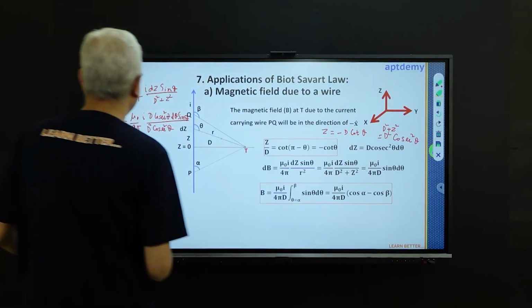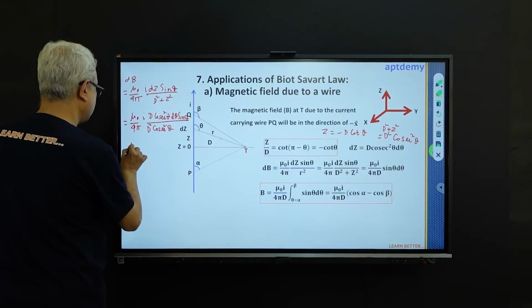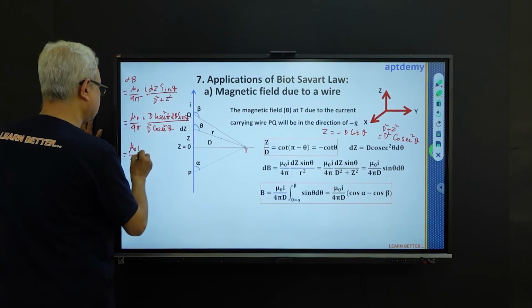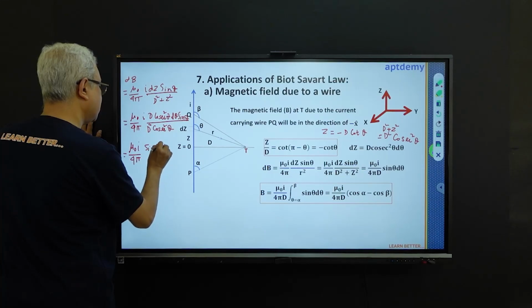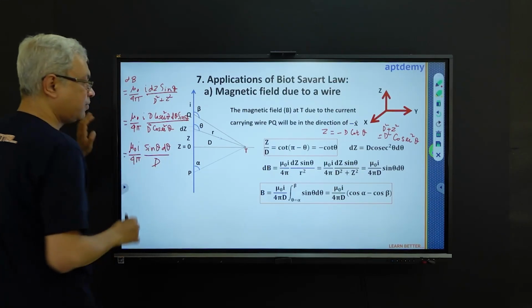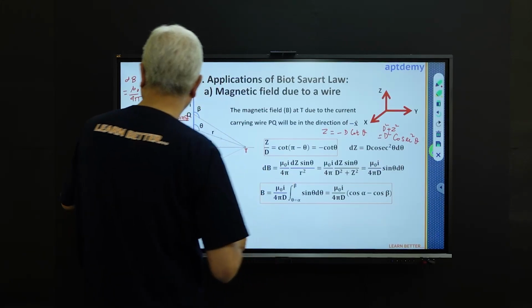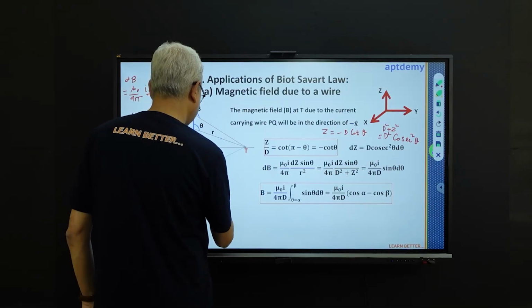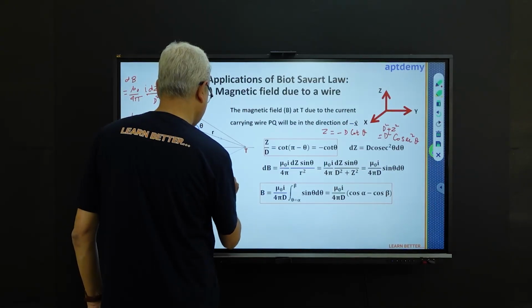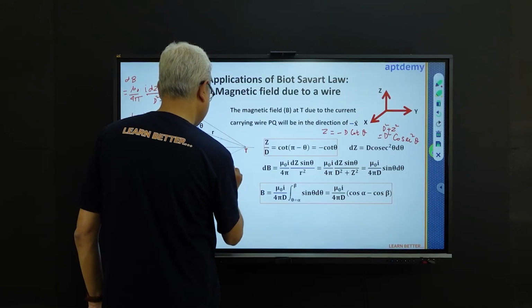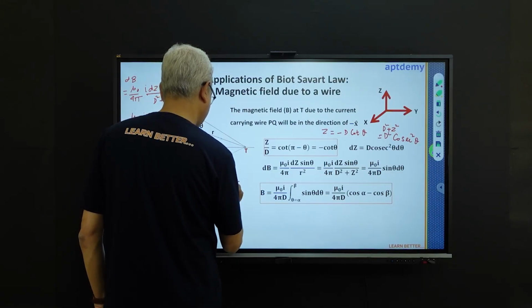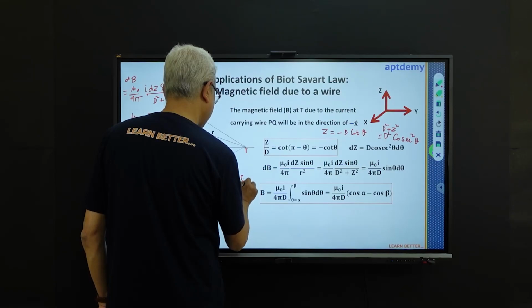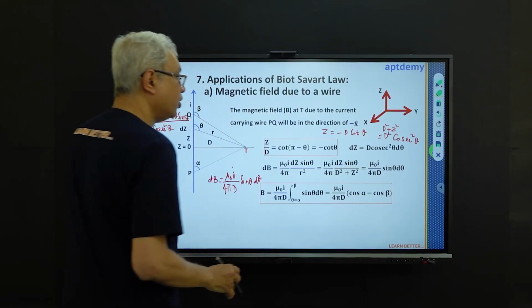So it is mu naught I by 4 pi, the cosec square terms get cancelled. So sin theta d theta by d. Same calculation as we did earlier. So dB is mu naught I by 4 pi d sin theta d theta.